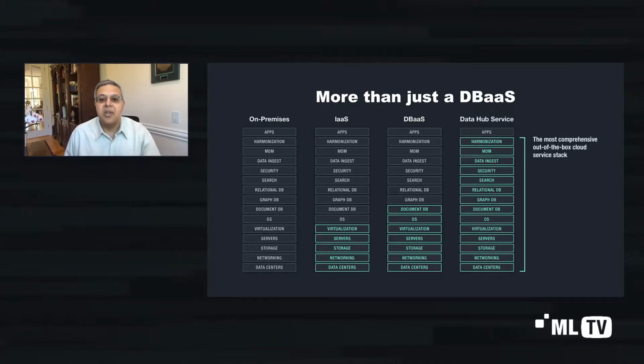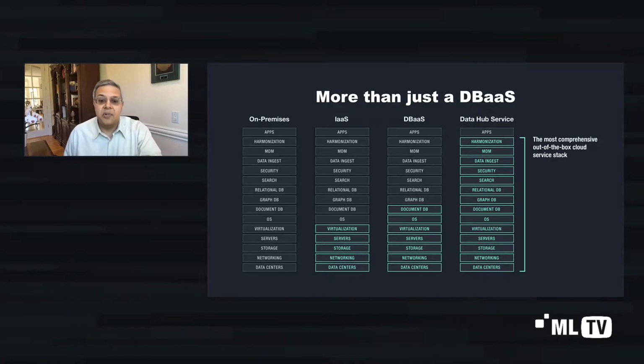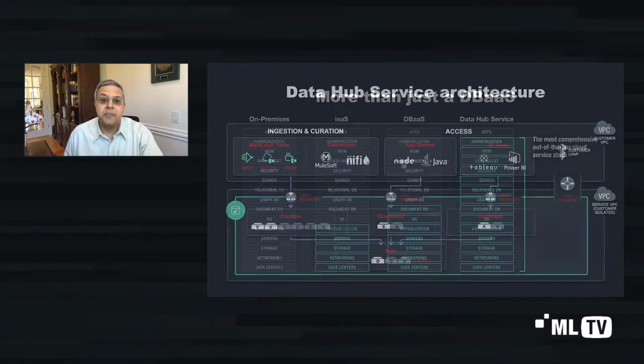It gives you all the things we talked about: a document database, a graph database, a relational database, full Google-like token search capabilities, security, data ingestion capabilities, master data management, and harmonization, all in a single service. If you had to stitch all of these services together in AWS or Azure, it would take you about 12 to 15 different services, and it would cost you about 3 times more per month than what you would be able to do with a MarkLogic Data Hub service.